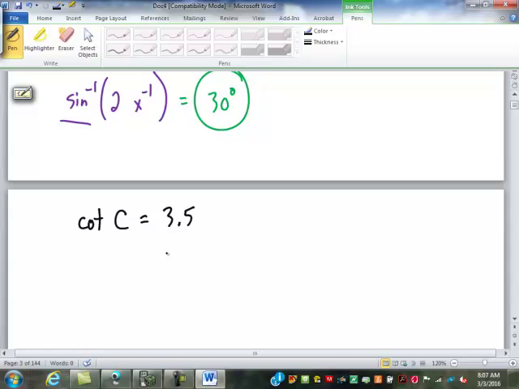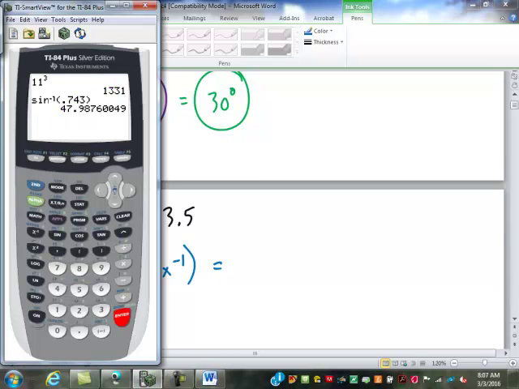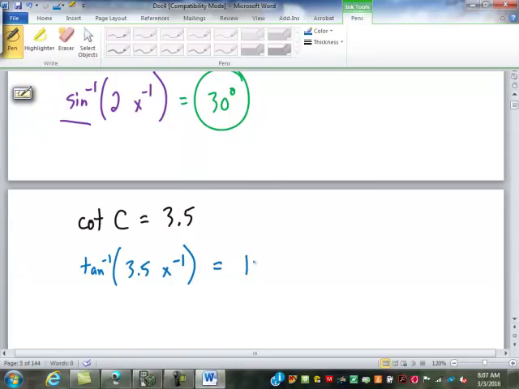Let's say that the cotangent of C equals 3.5. So what are we going to do? Tangent negative 1, yep. 3.5. Yep. Yeah, look, 15.94 or 95. 15.95, you are correct.